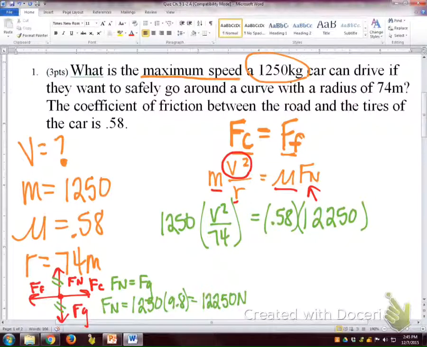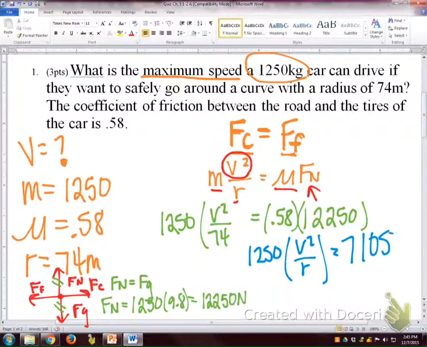All right, so algebraically, I'm going to solve this problem by combining the whole right side of our equation. So 12,250 times 0.58 gives us 7105. Okay, which is going to leave us with 1250 times v squared over r equals 7105.